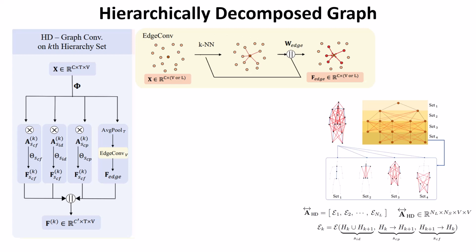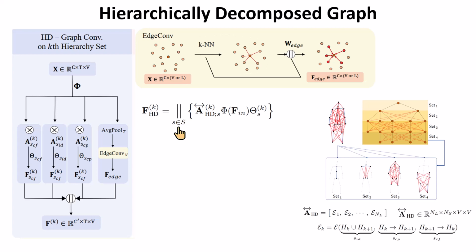Okay, so how can I mathematically represent this module? I can say I have this equation for the first 3 branches that says for each subset S, which was identity, centrifugal, and centripetal, we apply this graph convolution. How do we do it?